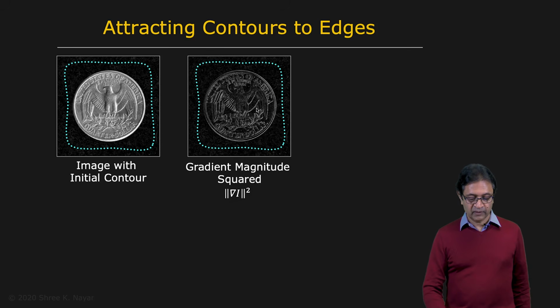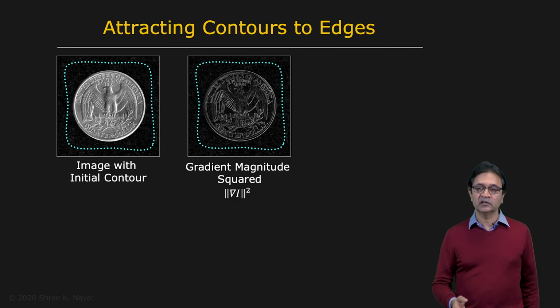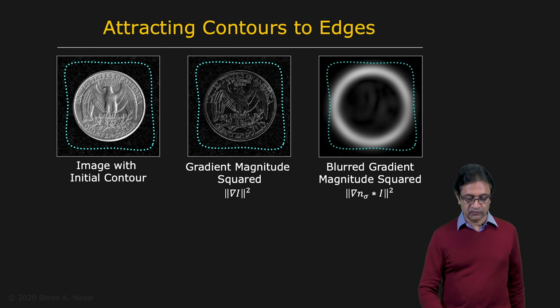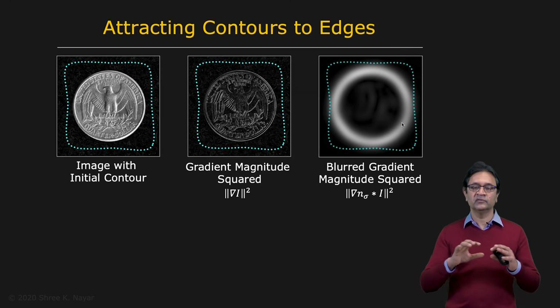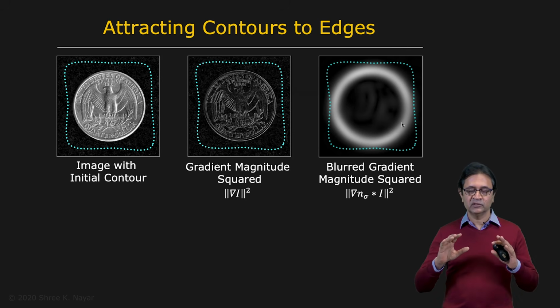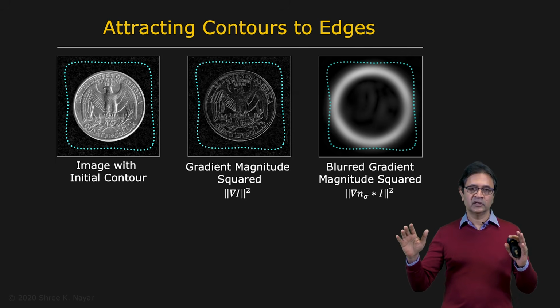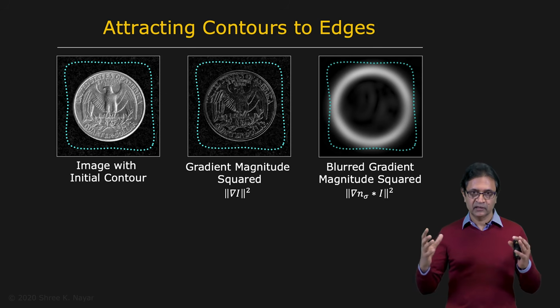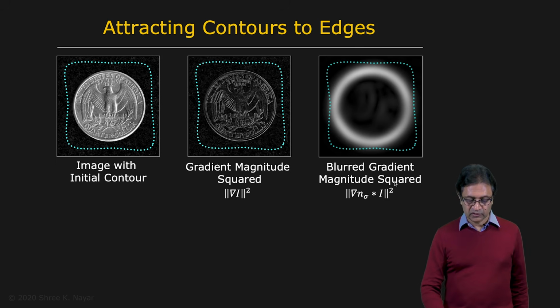So that's what we do here. We take the gradient magnitude squared, that's what you're looking at here. And now the question is, how do you attract this contour closer to the object when the gradients are sitting so far away? So the trick here is to actually blur the gradients. So if you blur the gradients, you get this. And by doing so, you're actually creating sort of like a force field or a potential field so that even when the contour is sitting far away, it is drawn towards it. As long as it's in this field, it's drawn towards the boundary. So here you see the blurred gradient magnitude square.